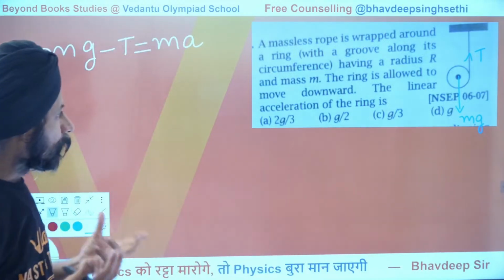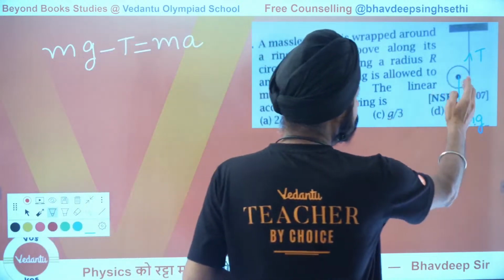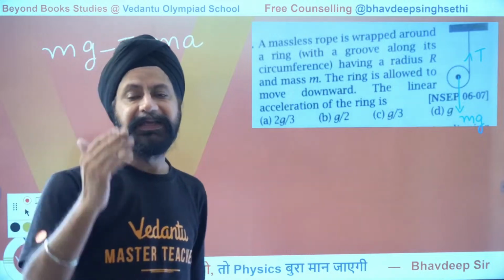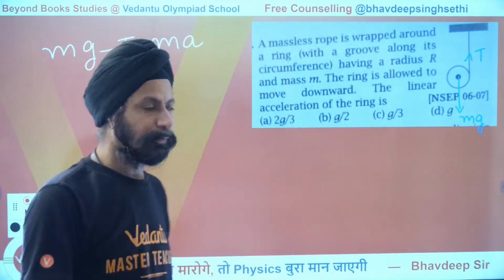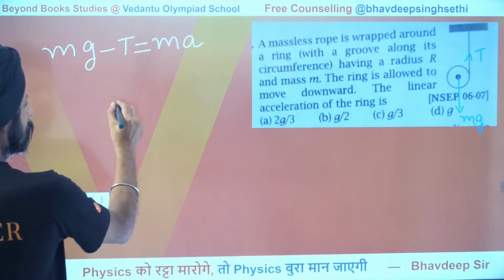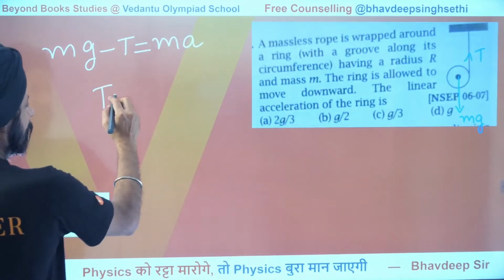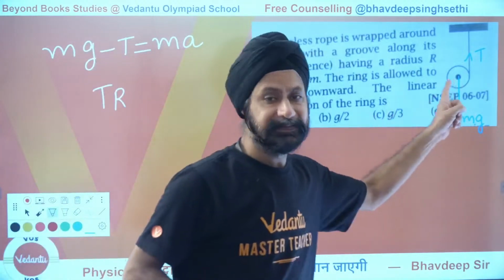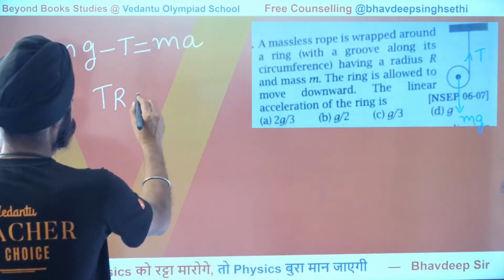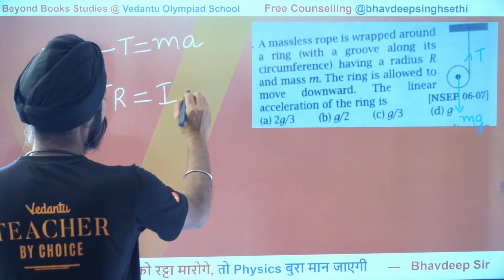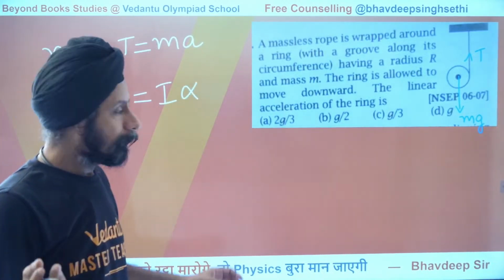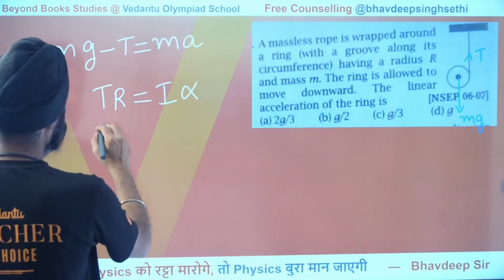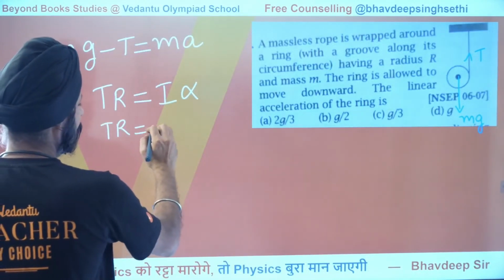Talking about T, isn't this T providing the rotation here? This torque of the T is the one responsible for rotational motion there. So T is the tension times the radius, that's the torque. Torque is the force times the distance there. So torque should be I alpha. Now what is I? I for a ring is mr squared. So let's write that. So TR equals mr square times alpha.